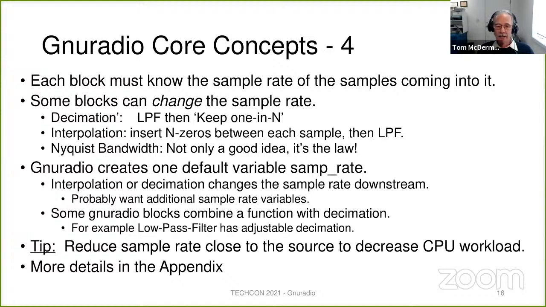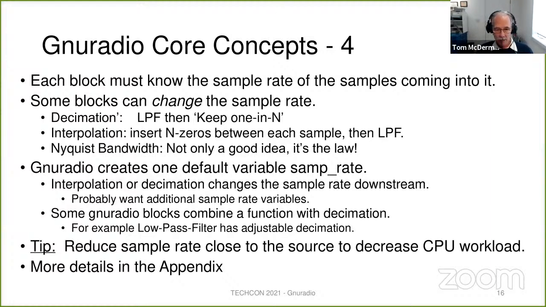So there's something called the Nyquist bandwidth rule, which says there's only good spectrum up to half of the sample rate. As I like to say, it's not only a good idea, it's the law. So you have to keep track of sample rates in your flow graph. GNU Radio creates one default sample rate variable, but you can define a whole bunch of different variables if you want. You might have one that's a receiver sample rate, a different one that's a transmitter sample rate, and a different one that's a processing sample rate. And by controlling the decimation and interpolation ratios, you can make them all work together.